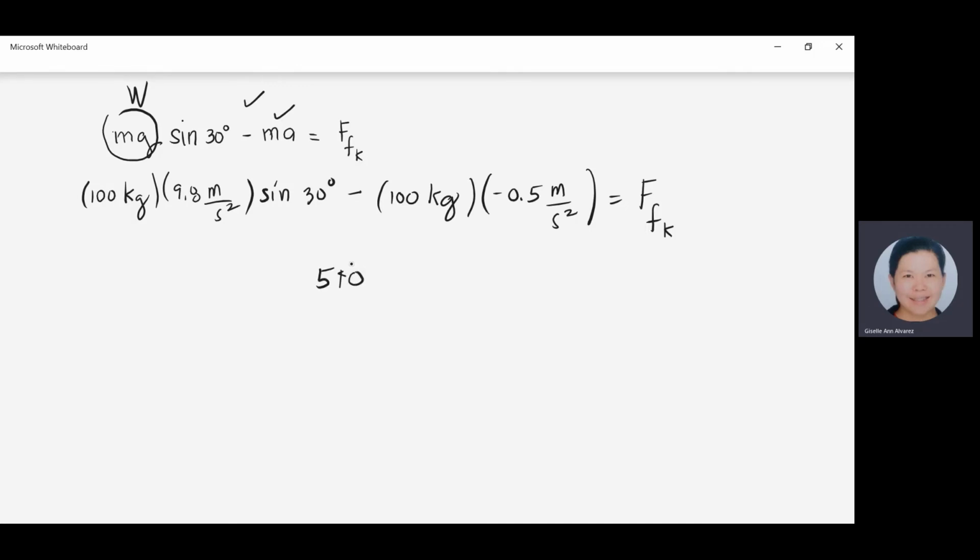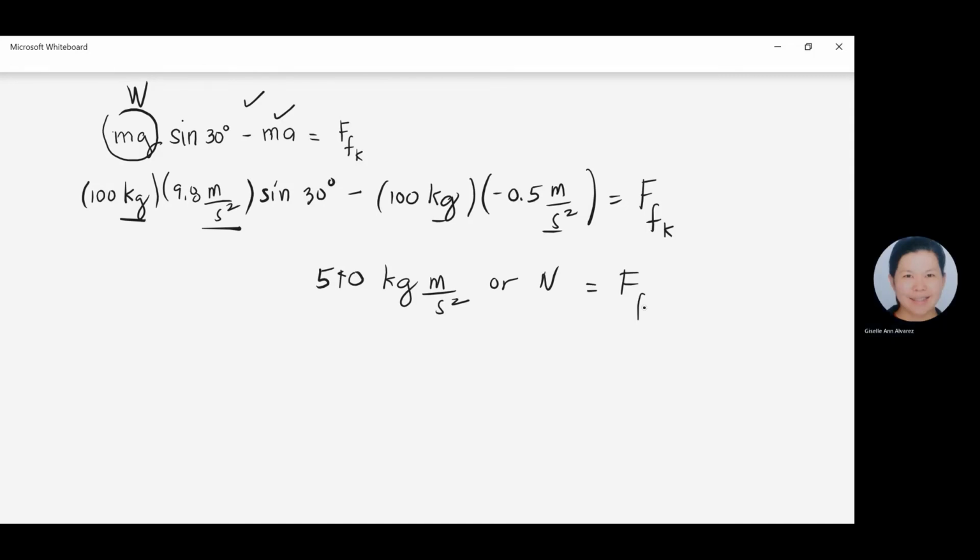you should get an answer of 540. For the units, it's kilogram meter per second squared and kilogram meter per second squared. So you can combine the two terms. And so this is it, 540 kilograms meter per second squared, or newtons. So 540 newtons is the kinetic frictional force.